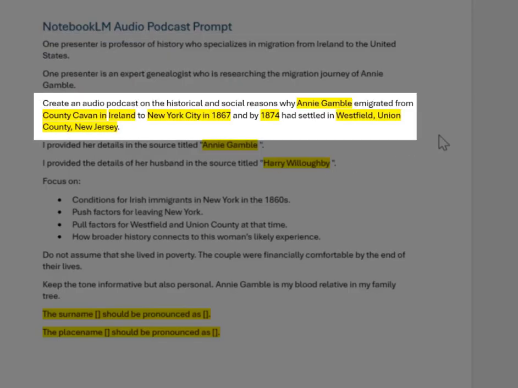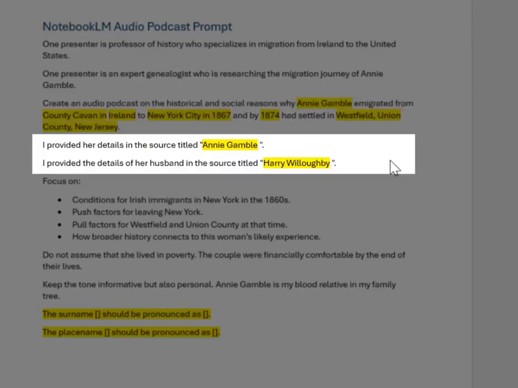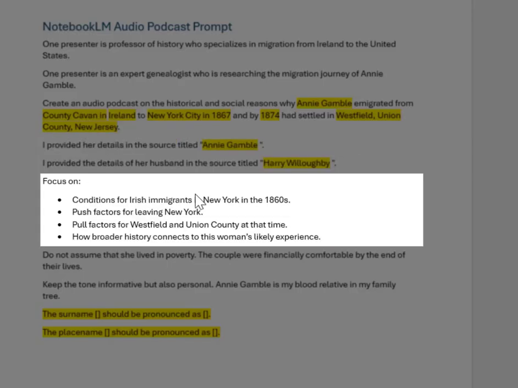Next line is the topic: create an audio podcast on the historical and social reasons why Annie Gamble emigrated from County Cavan in Ireland to New York City in 1867, and by 1874 had settled in Westfield, Union County, New Jersey. Most of the sources are the historical and social context, but two are specific to the life stories of Annie Gamble and her husband. So tell it that. And now I'm going to tell it what I want it to focus on.